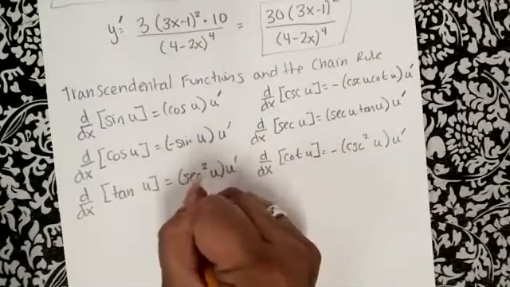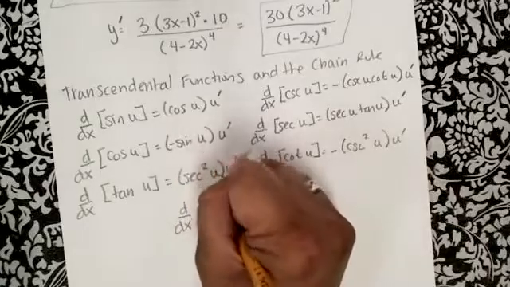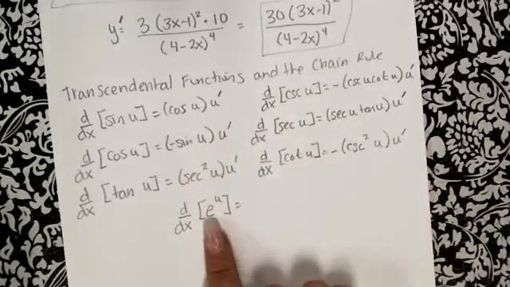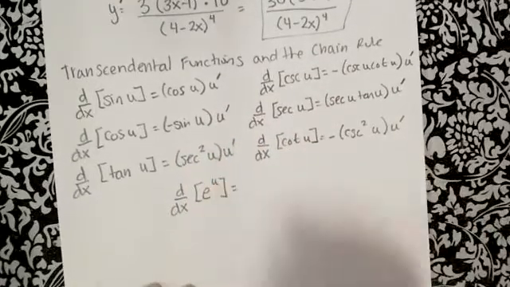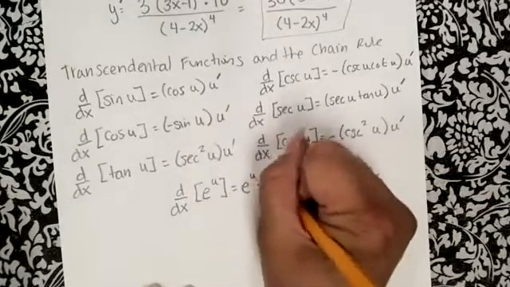Now let's say you have e. Remember that the derivative of e to the x is e to the x. However, right here, if you have e to some power, it's going to be e to the power times the derivative of the exponent.